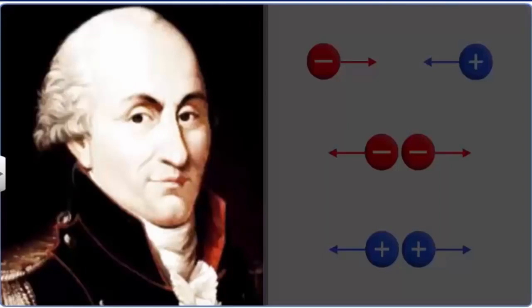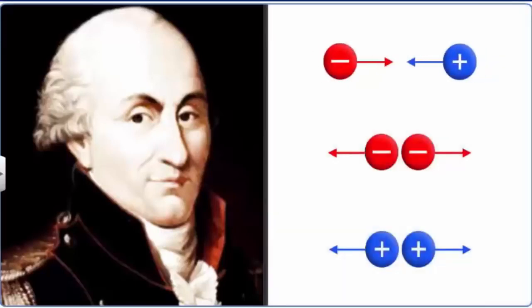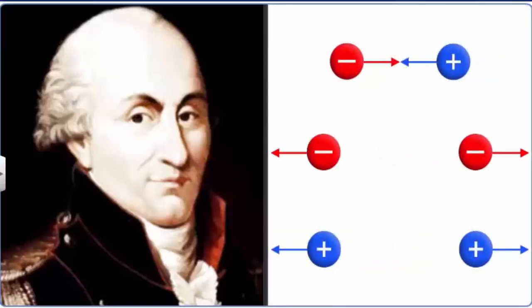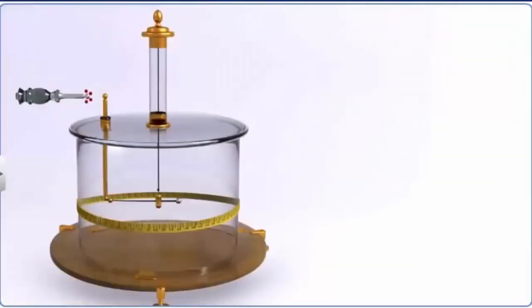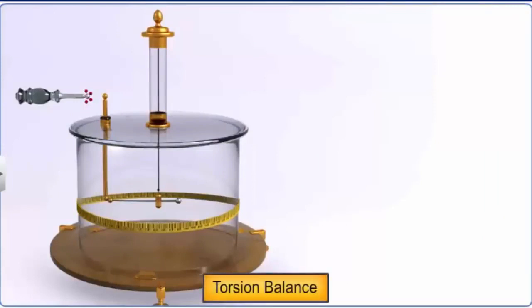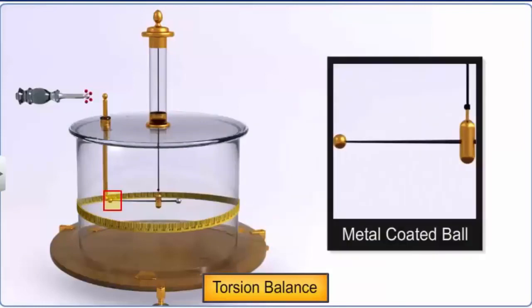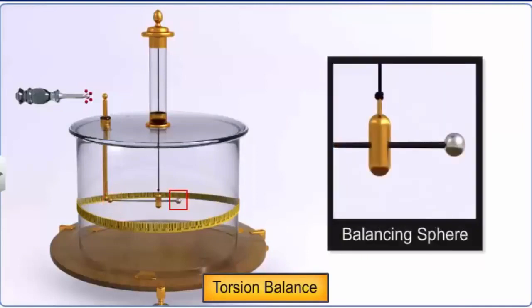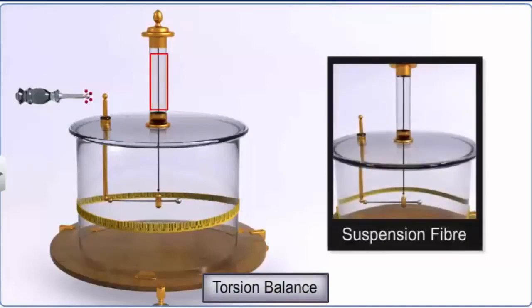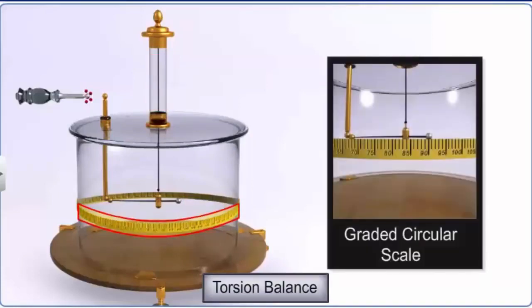Coulomb's law, stated by Charles Coulomb, a French physicist, is used to find the electrostatic force of attraction and repulsion between two charged particles. This law was defined after an extensive study of force between the charges using a torsion balance. A torsion balance has an insulating rod with a metal-coated ball at one end and a balancing sphere at the other. This rod is suspended with the help of a suspension fiber. The graded circular scale gives a measure of the displacement of the sphere due to repulsion.